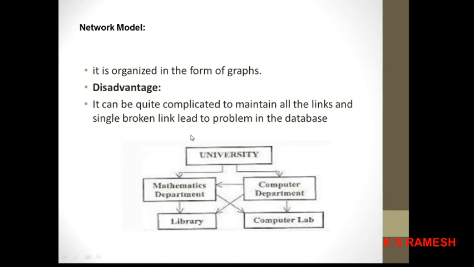So if you remove one link, automatically the relation between these two will be disturbed, which is the major disadvantage in this network model.